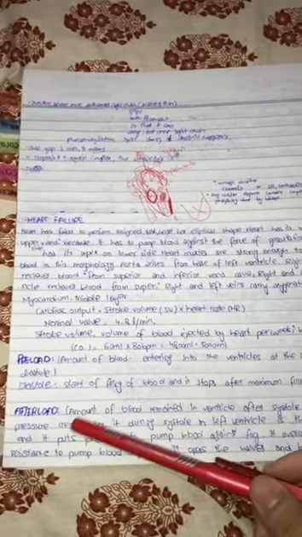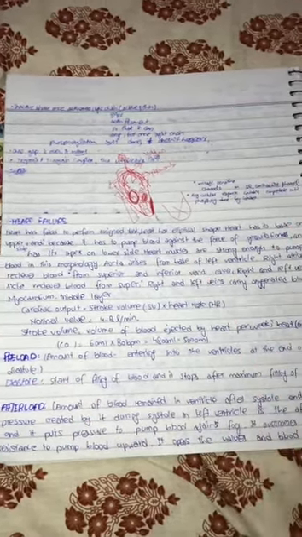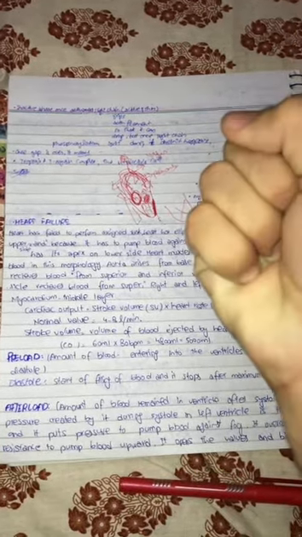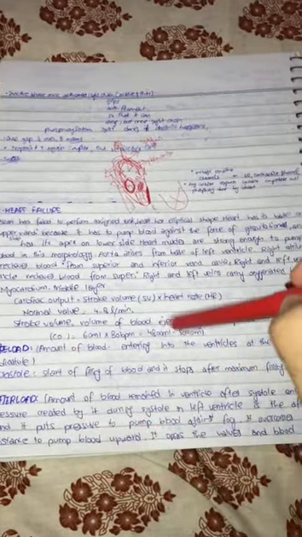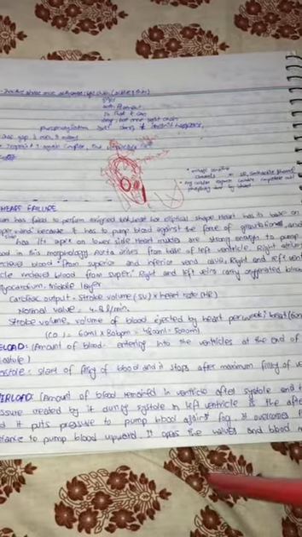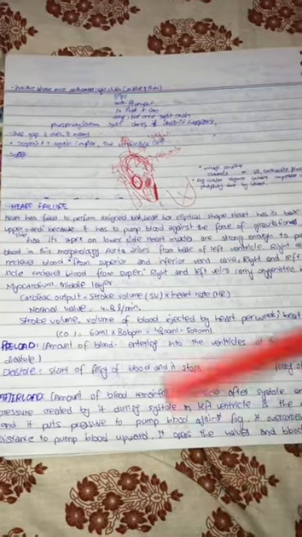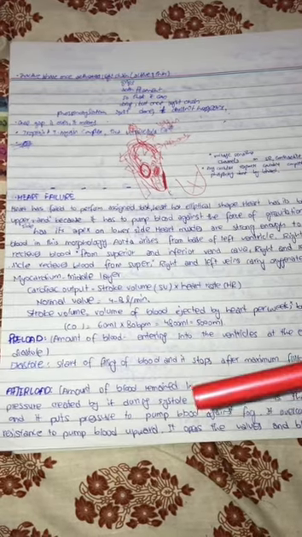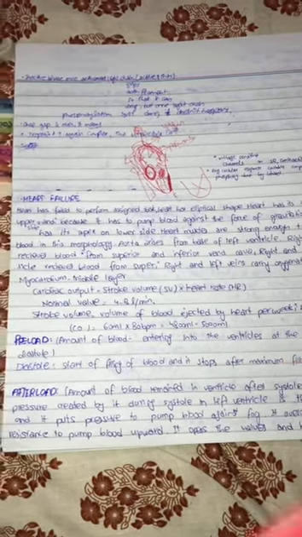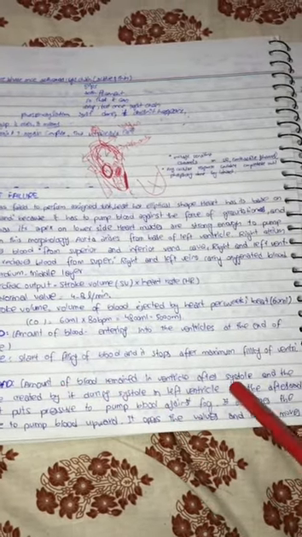So what is afterload? Preload is the amount of blood filled in the heart before the systole. Sorry for that, before the systole. And what is afterload? Afterload is the blood that is retained in the heart after the blood is pumped from the ventricles. Once the heartbeat has happened, the remaining blood is the afterload: the amount of blood remaining in the ventricles after the systole.